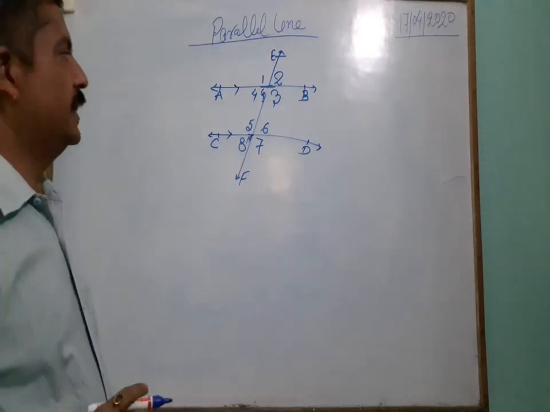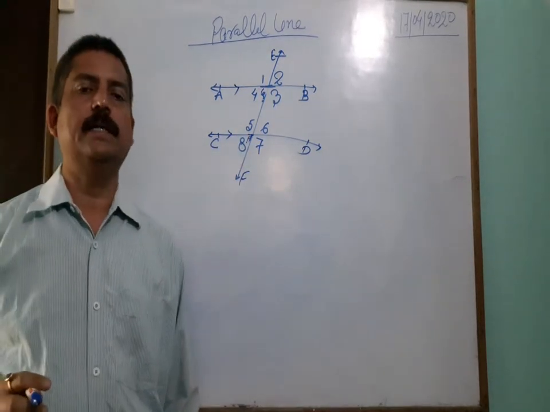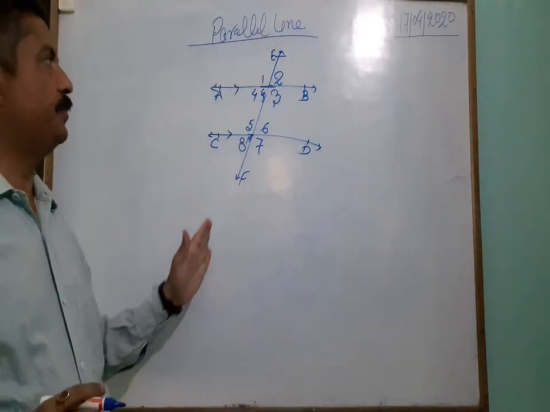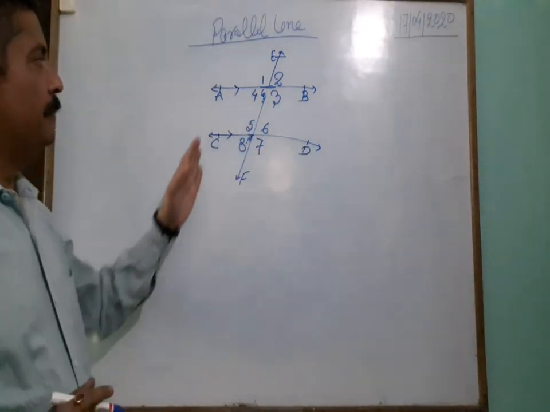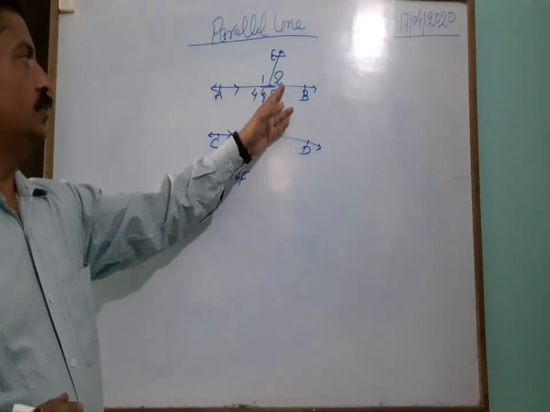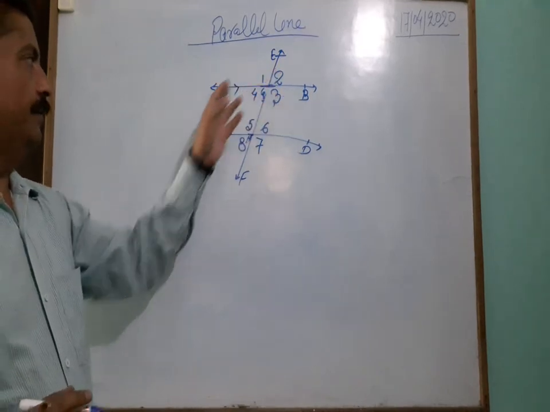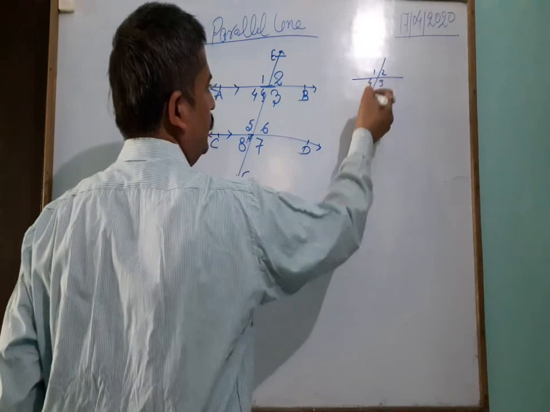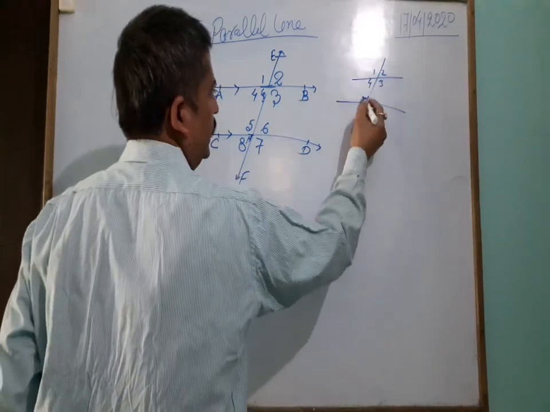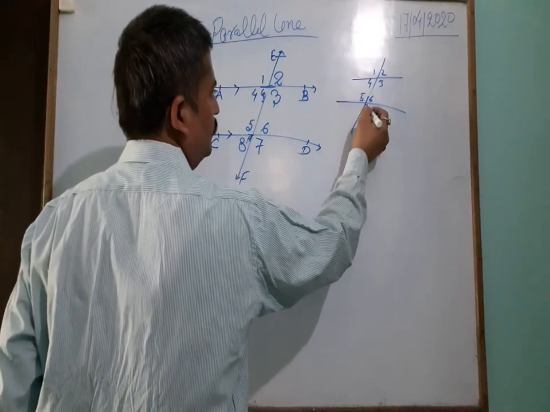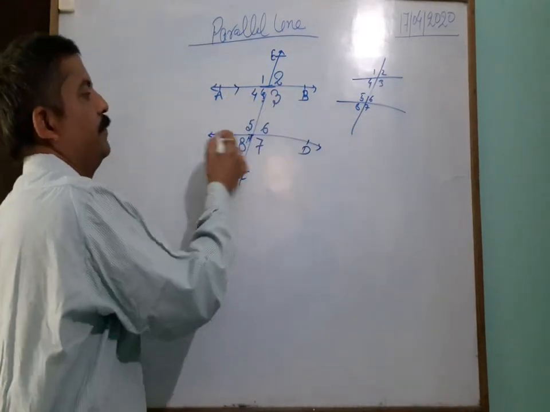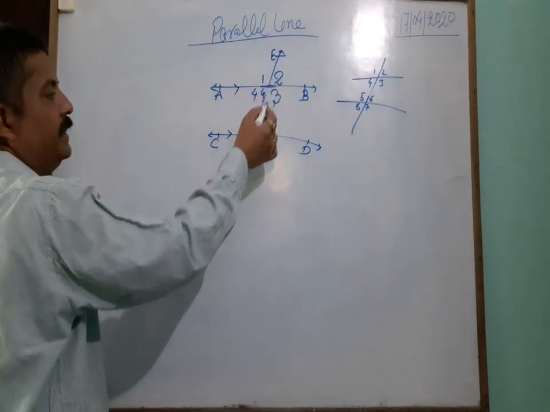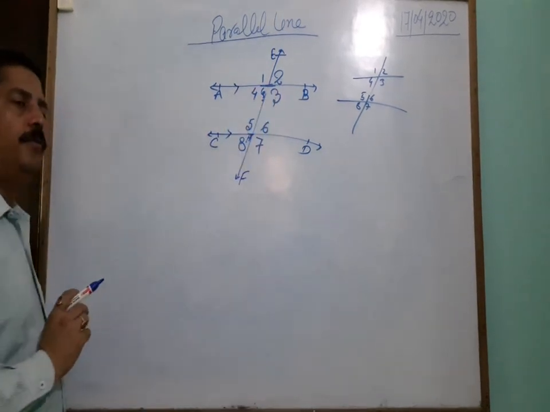or, as we also say, non-intersecting lines. When two parallel lines are intersected by another transversal line, four angles are made: 1, 2, 3, 4. If the two lines are intersected, four angles are formed. At the other point, again four angles are formed. This means when two parallel lines are intersected by a transversal line, eight angles are formed.